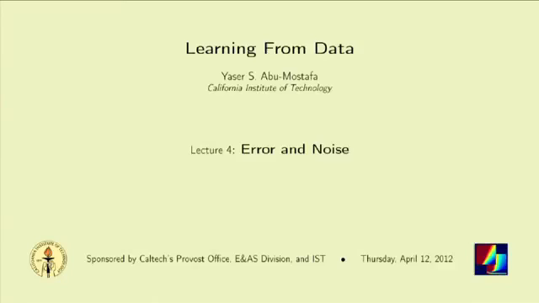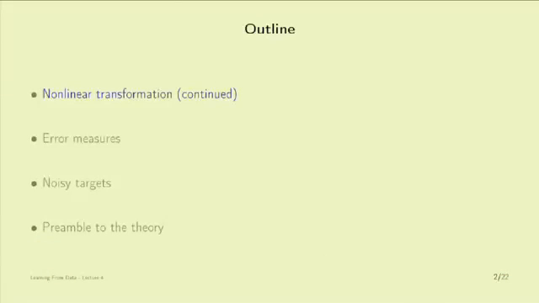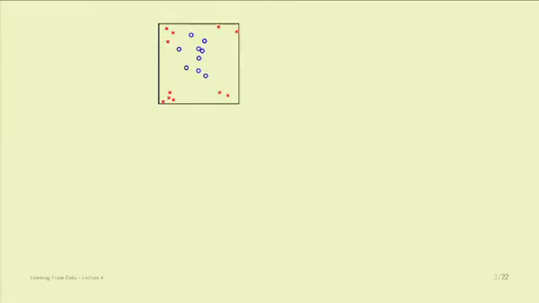So this time, I'm going to talk about error and noise. And these are practical considerations that we have to take when we consider real-life problems. And we are going to modify the learning diagram that we have by incorporating the notion of error and the notion of noise. And I will do that for the bulk of the lecture. However, my starting point will be to wrap up the nonlinear transformation that we started last time. Okay, so let's look at what we had last time.